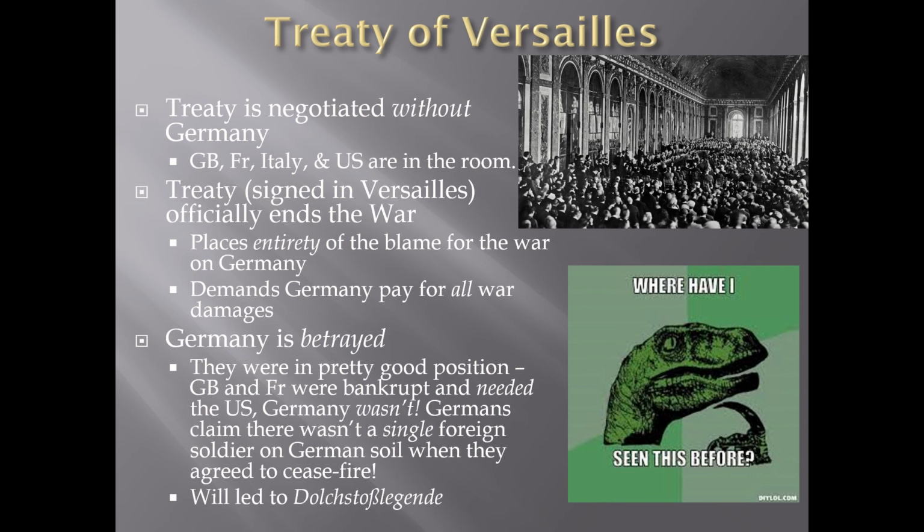Germany wasn't. Germany had gained a bunch of territory from Russia, a bunch of new resources. Germany will claim that there wasn't a single foreign soldier on German soil when they agreed to a ceasefire. I mean, German troops were in France. They had almost taken Paris. And now they've been treated with disrespect. They've been kept out of the meeting. They've been forced to take all this blame, forced to pay all this money, which will crash their economy, which we'll talk about next time.